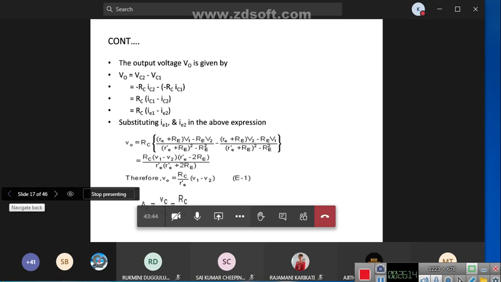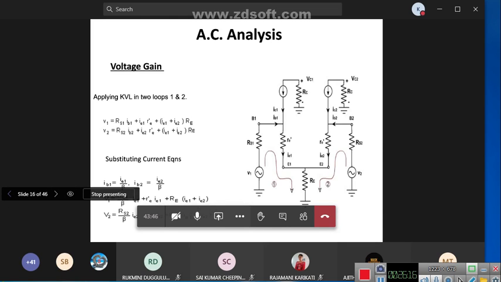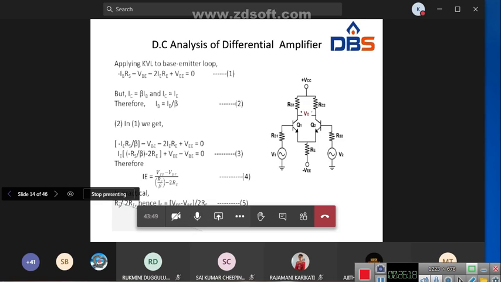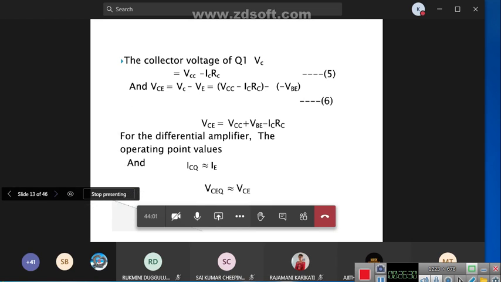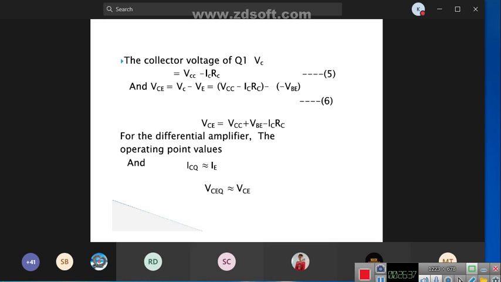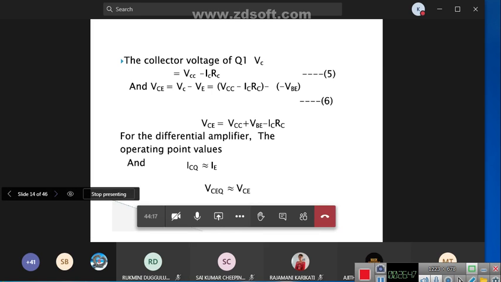If you see the formulas, what is the IE equation in the DC analysis? So IE equal to this one, VE minus VBE by 2RE. So that is one important formula. And the second one is VCEQ, VCEQ equal to, or VCE equal to this one. It is the second important formula. VCC plus VBE minus ICRC. So these two are the DC analysis formulas.